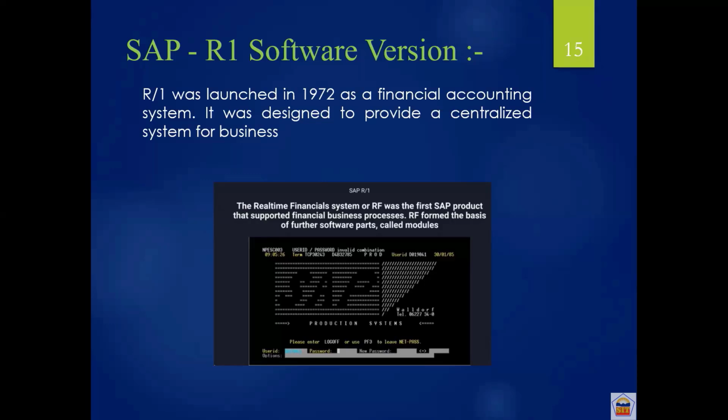So in this RF, what they have done, so RF was the first SAP product and that has supported the business processes, particularly financial business processes. Then RF also made the basis for the further software parts called modules, like we have the SD, inventory, HR. So those modules came later. First, they have started with finance only.